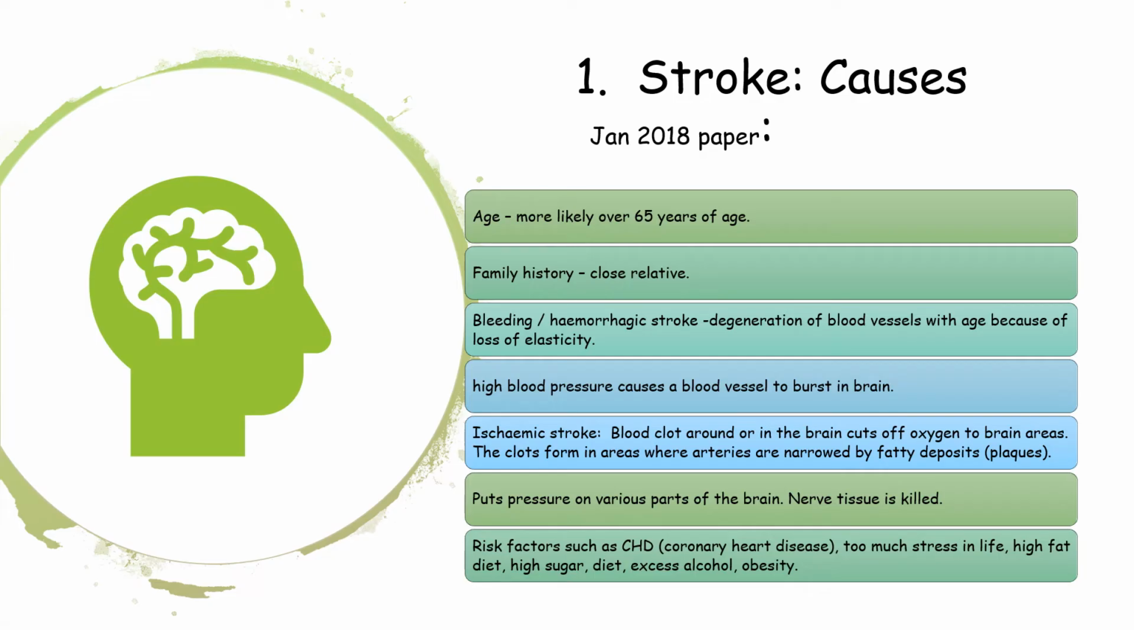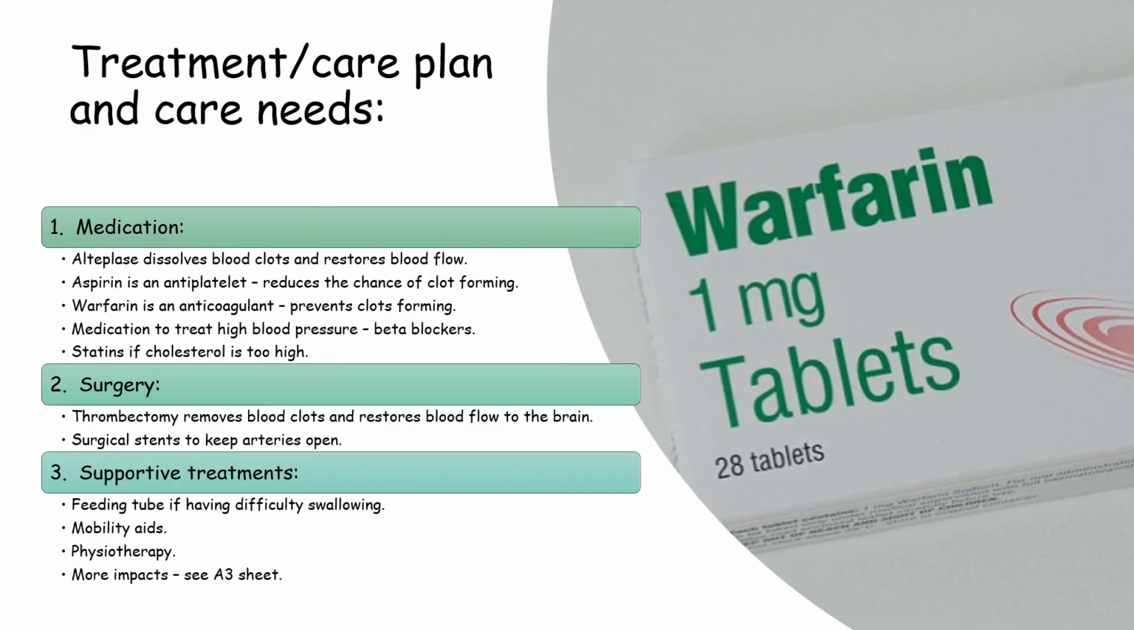So risk factors such as coronary heart disease, too much stress in life, a high fat, high sugar diet, excess alcohol and obesity can put you at a high risk of suffering from a stroke. So what can you do to prevent a stroke? People that are at high risk of stroke are on blood thinners. An example of a blood thinner is warfarin, and it's there to help thin the blood so there's less chance of a clot forming. It's called an anticoagulant.